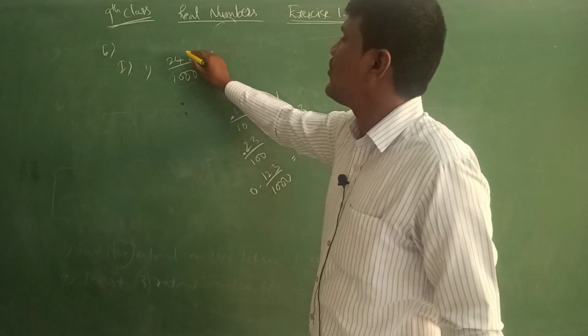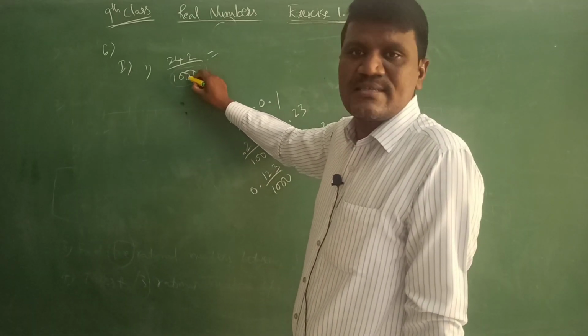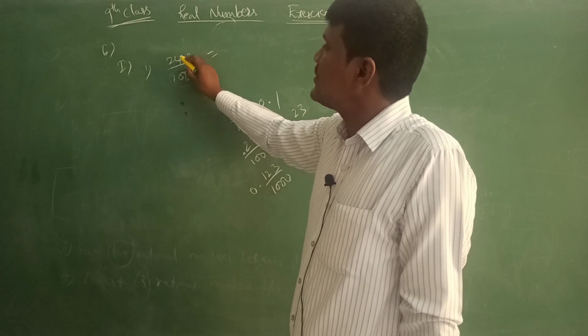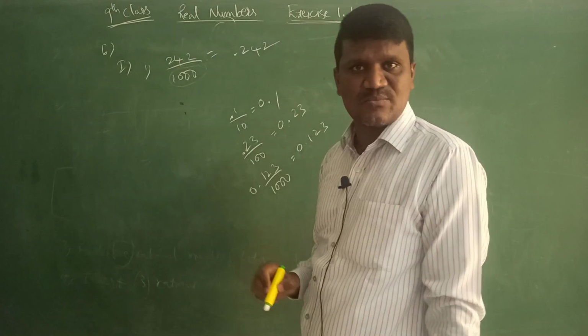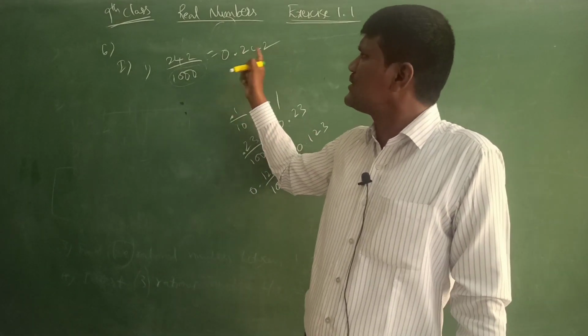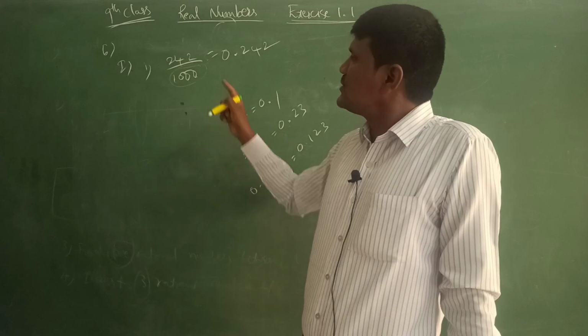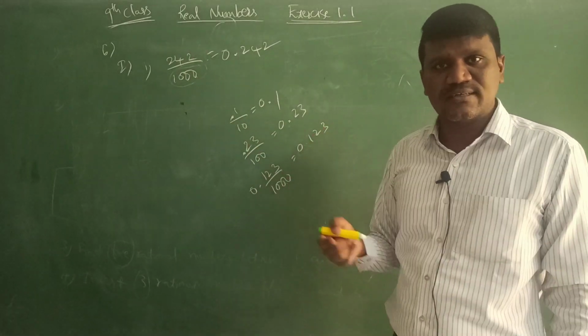So here, 242 by 1000, the denominator has 3 zeros, so the decimal is 0.242. So you can write .242 or 0.242, both are the same, right? This is the easy way if tens, hundreds, thousands are in the denominator.